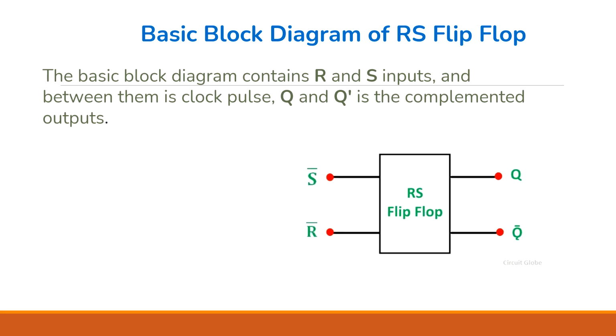Basic block diagram of RS flip-flop. The basic block diagram contains R and S inputs, and between them is the clock pulse. Q and Q prime are the complemented outputs.